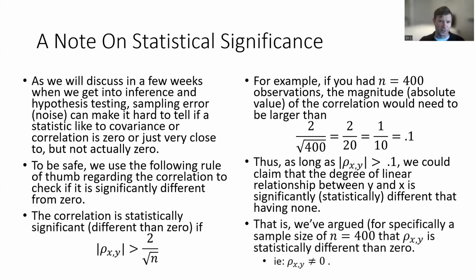So we've argued here very specifically for a sample size of 400 observations that the correlation coefficient will be statistically different than 0, provided its value was larger than that threshold of 0.1 in magnitude, in either the positive direction or the negative direction, implying that we have enough evidence in our data to say that the correlation is not equal to 0. There is some linear dependency between the x variable and the y variable.